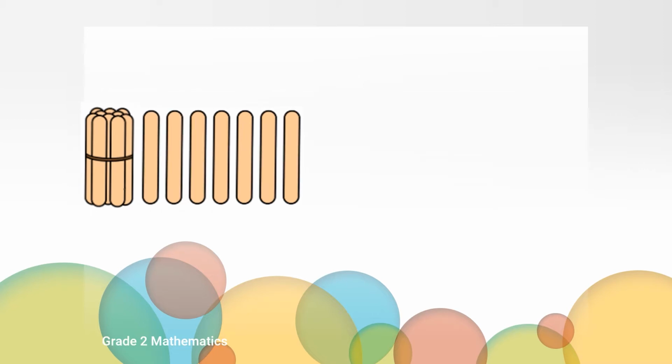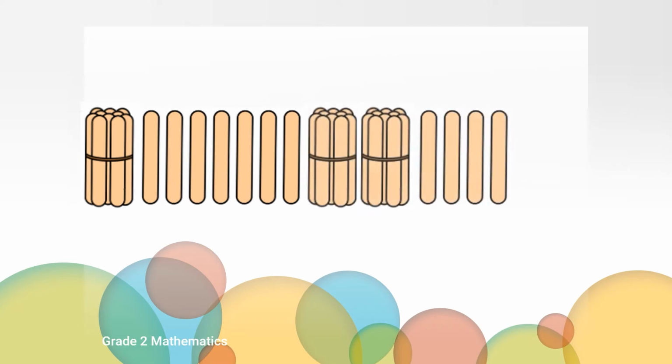This time, we're starting with these. How many is on the screen? We're starting with 17. Now I'm going to add 2 bundles and 4 sticks. How many do we have now? We have 41. How did you know?